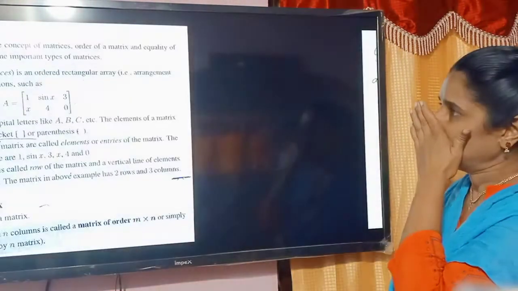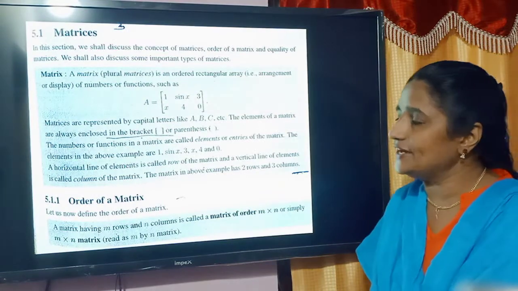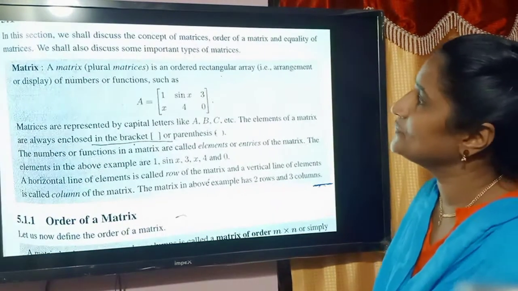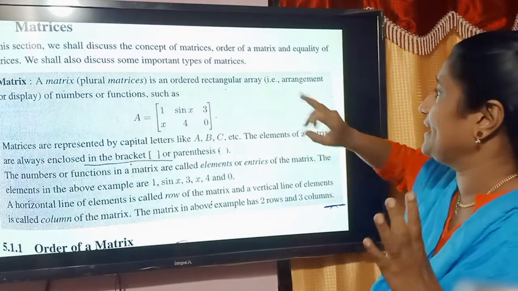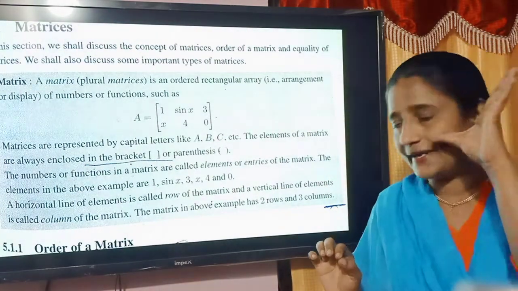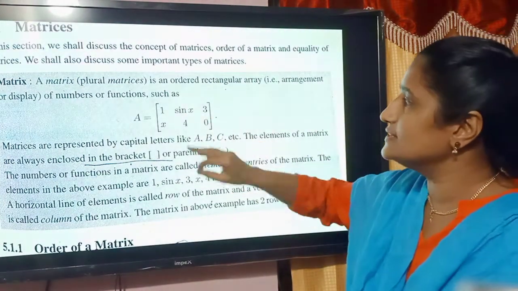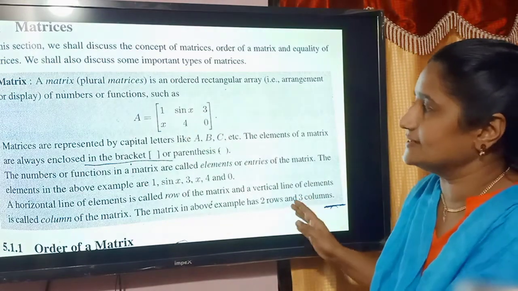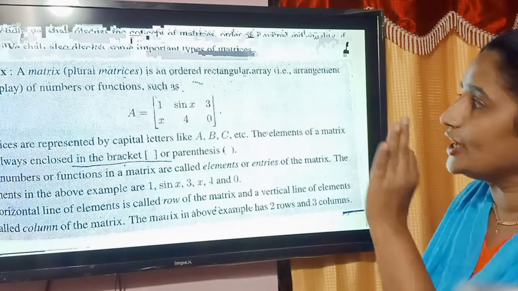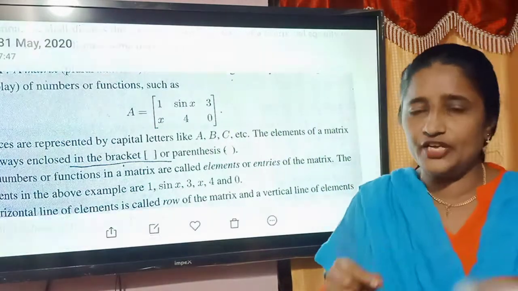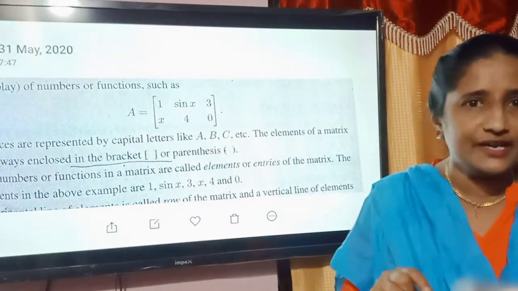Now the standard definition of a matrix. A matrix is an ordered rectangular array, that is arrangement. Array means arrangement of numbers or functions. Here we can also see one more example, and before that you can note the definition of a matrix. Take your notebook and write the definition of a matrix.